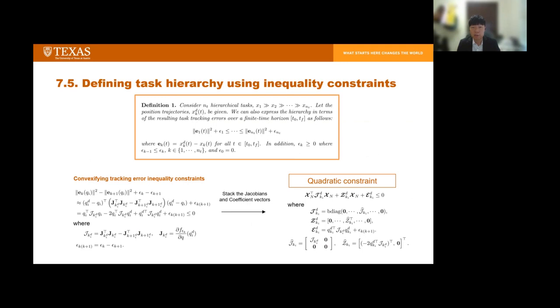Thus, we convexify this inequality constraint using nominal trajectory as left-side inequality constraint. We properly stack the Jacobian and coefficient vectors for all time steps. Then the inequality constraint can be expressed as quadratic inequality constraint in terms of our decision variable mass scale x.